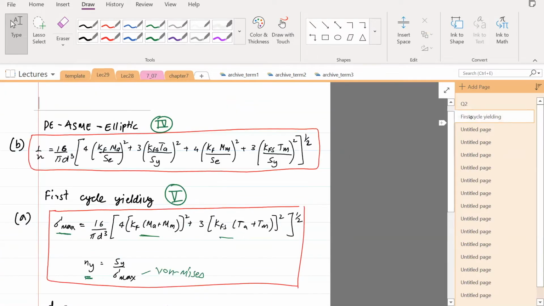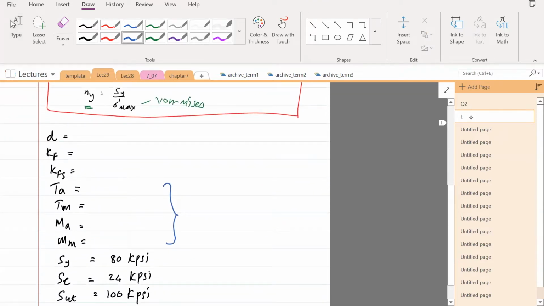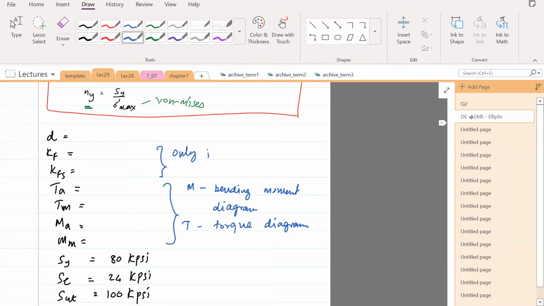So the only hope we have here is to figure out the shear force and the bending moment diagram. So for M, we need the bending moment diagram. And for torque, there is an equivalent diagram called the torque diagram, which is just plotting the torque as a function of distance along the shaft. And once we have that, we should have those values. Okay, so these factors will depend on only if there is stress concentration.